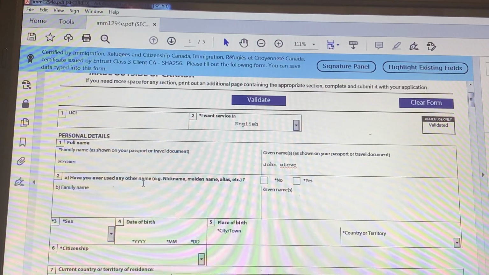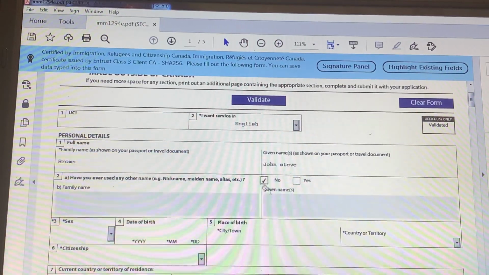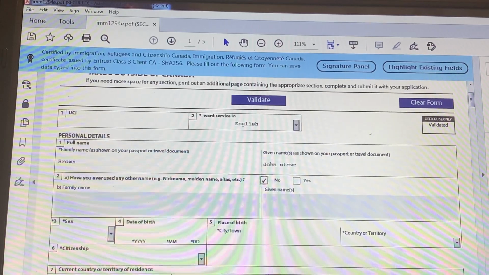All right, guys. Now, Mr. John Steve Brown is a man and he's not married. So here we go. We're just going to go ahead and select no. We have never used any other name before.